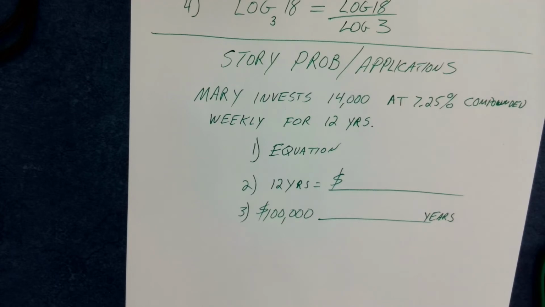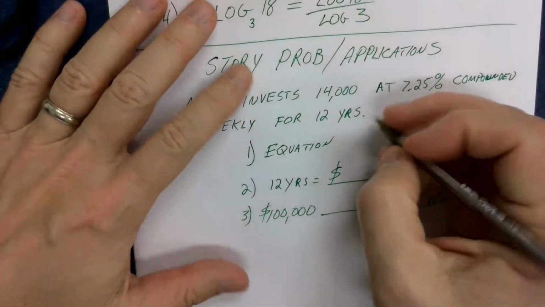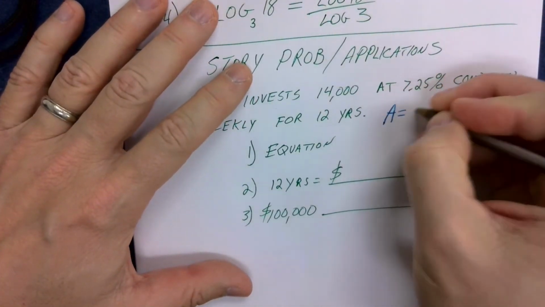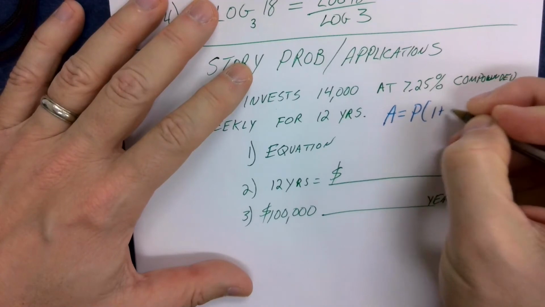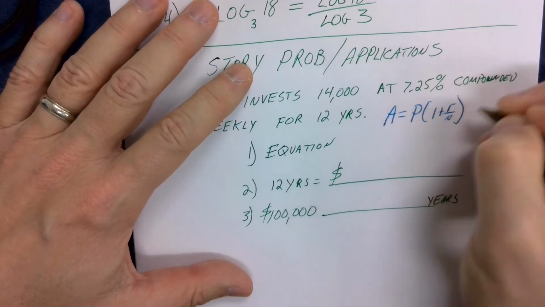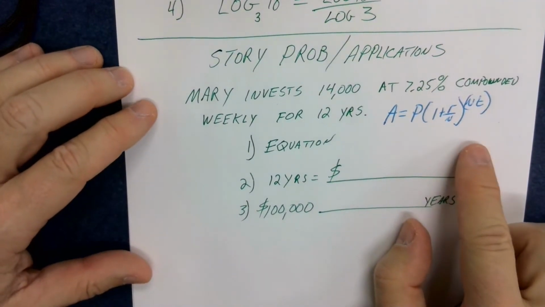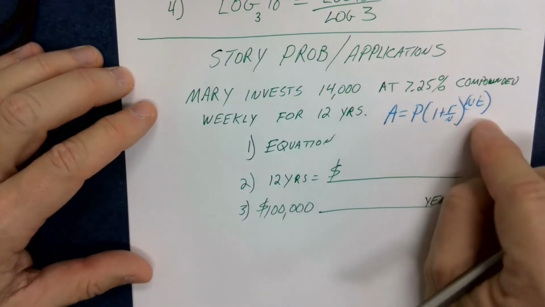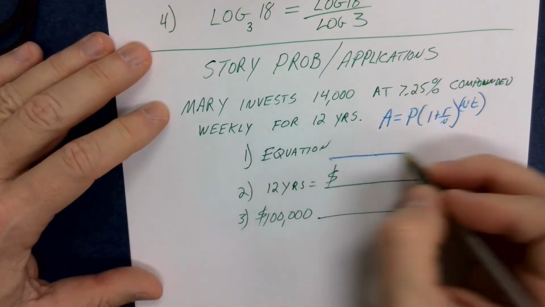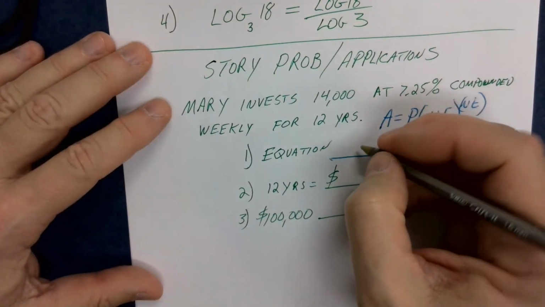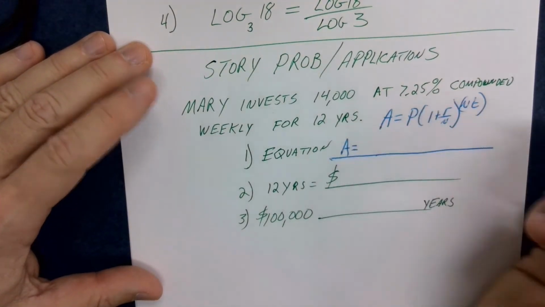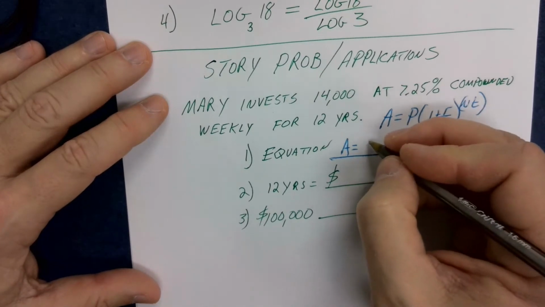Okay, just to make sure that everybody's on the right page, because if you're at home right now using the wrong formula, it's just going to get frustrating for you. A equals P times 1 plus r over n to the nt power. This is your compound interest formula, which means you got to use this. What I would be looking for is actually plugging that stuff in. So A is the variable we're solving for.